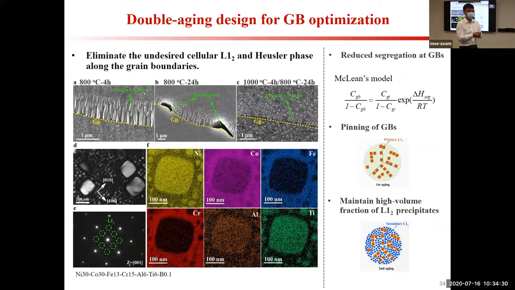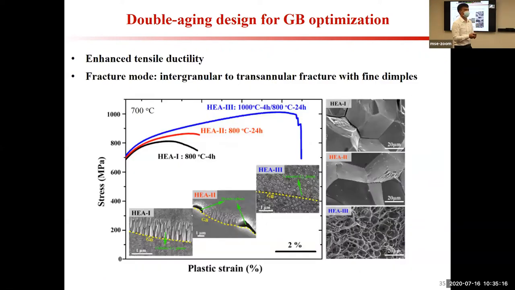This small amount of these phases at the boundaries might not cause a big problem for plastic deformation at room temperature or low temperature. But when this structure is put into high temperature application, it causes a big problem. So we use the double aging treatment to eliminate the undesigned cellular L12 structure, which I've shown here. We can also use this double aging treatment to eliminate the phosphorus phase, and give a very clean grain boundary with uniform precipitation of the stable L12 phase. By this, we can increase the grain boundary strength, and from this fracture surface we can see the fracture mode is transferred from the dangerous intergranular fracture to a ductile transgranular fracture with fine dimples.